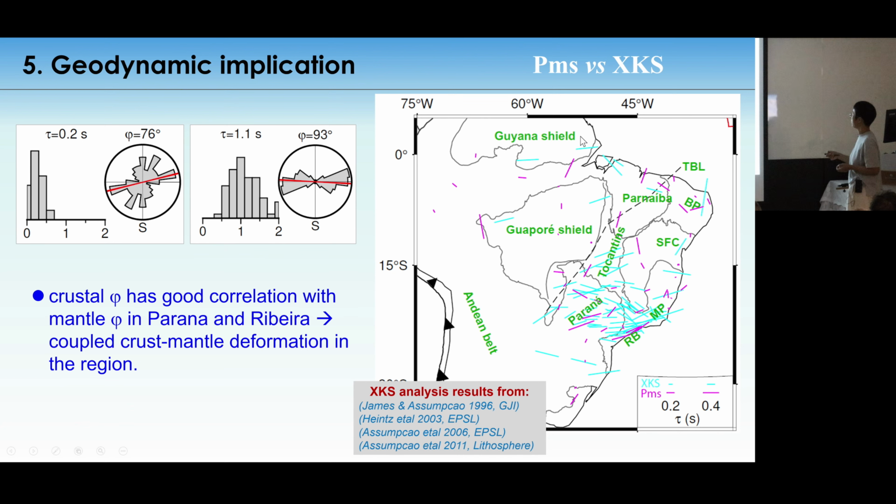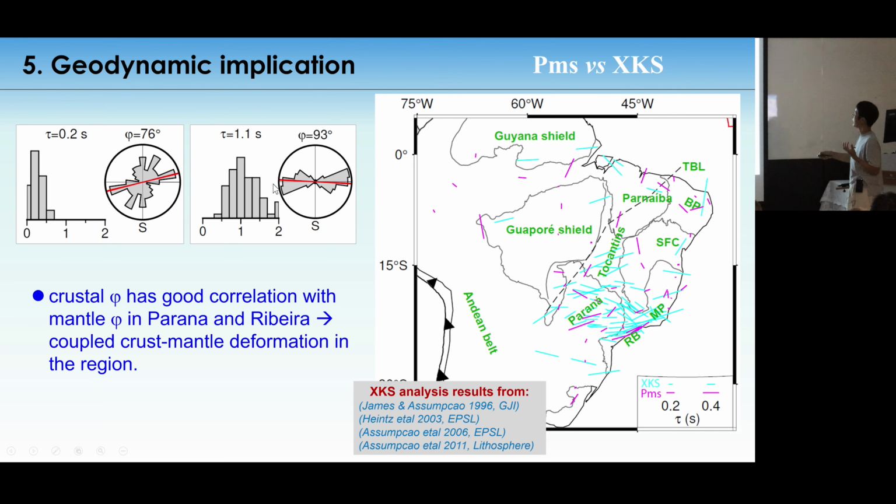Further, we plot the crust anisotropy together with the mantle anisotropy. The mantle anisotropy data are collected from previous studies, most led by Professor Asong here. We again did statistics for the mantle anisotropy, and the dominant direction is also very focused in almost the east-west direction.